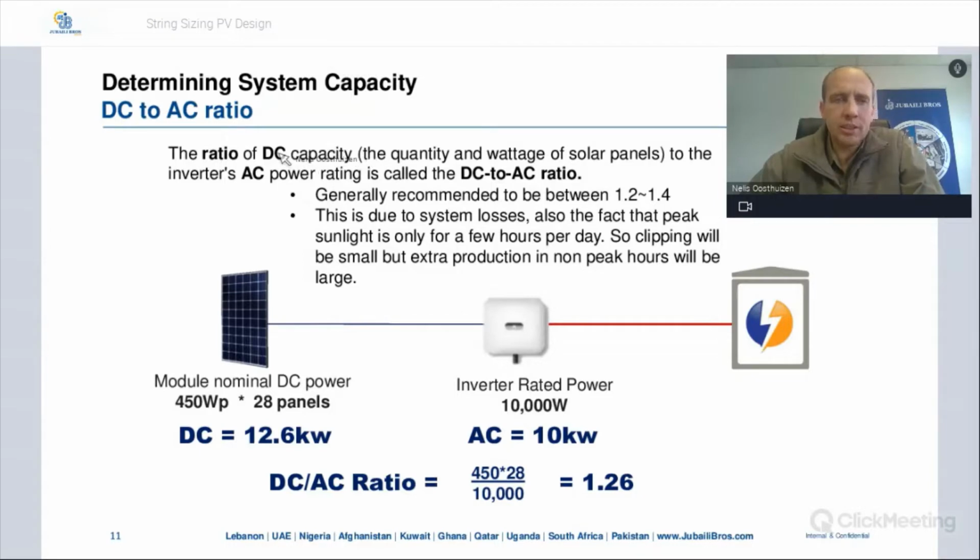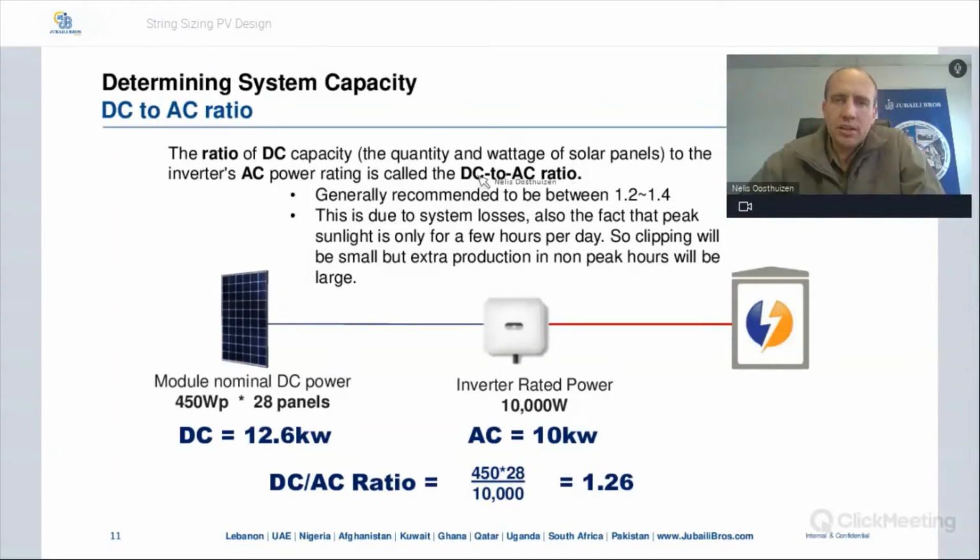Continuing on the DC to AC ratio, the ratio of DC capacity, which is the quantity and wattage of solar panels, to the inverter's AC power is what is called the DC to AC ratio. Generally, we recommend it to be between 1.2 and 1.4. In South Africa, my personal advice would be to have it between 1.15 and 1.3, and that's just because of the abundance of solar irradiance that we've got in the country.